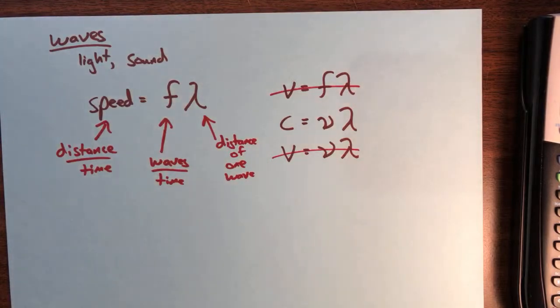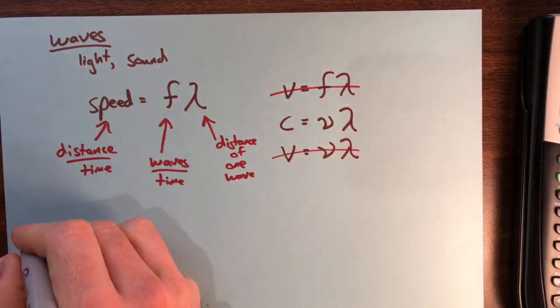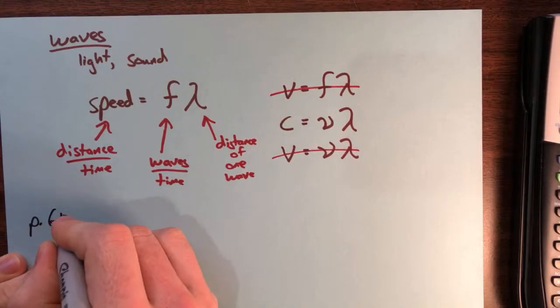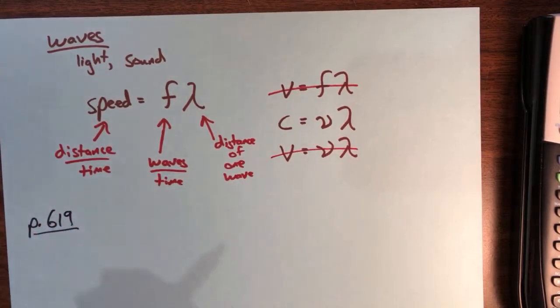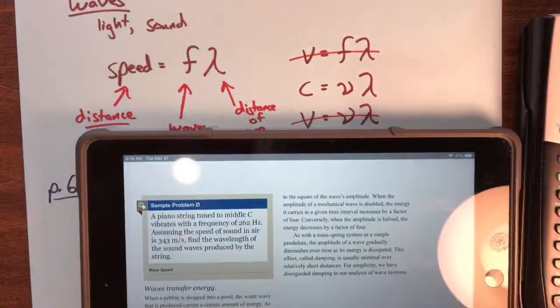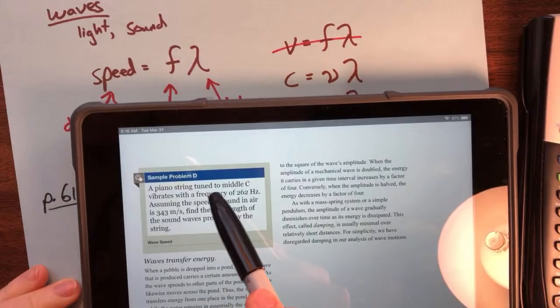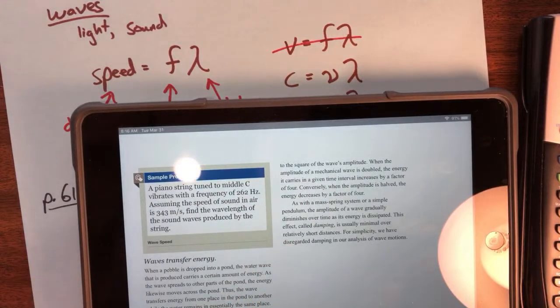Okay? Sample problem, let me see. So you guys need to do a little bit of reading. Where is the sample problem? Page 619. All right, page 619. And this is a sound example. Okay, so on page 619, we have a piano string that's tuned to middle C. It vibrates with a frequency of 262 hertz, assuming the speed of sound in air is 343.